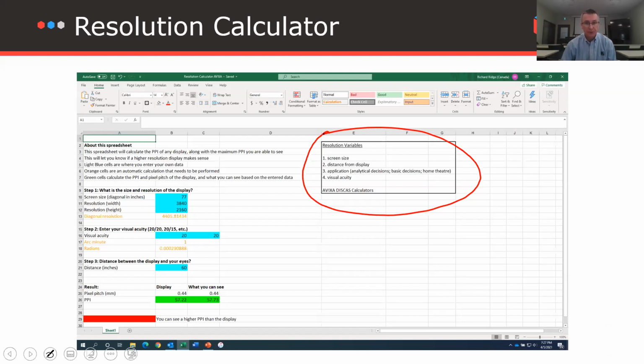So how well do people see? Because there is a big variance in how well people see. And in general, the better you see, the further away you can be from a display and still resolve detail. And you'll see in the calculator, we talk about size, we talk about distance from display, and we talk about visual acuity. And then the application determines what else changes from there. So again, this is really trying to make sure that we're choosing the proper resolution for the application.